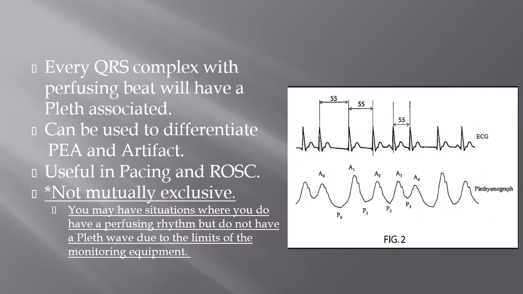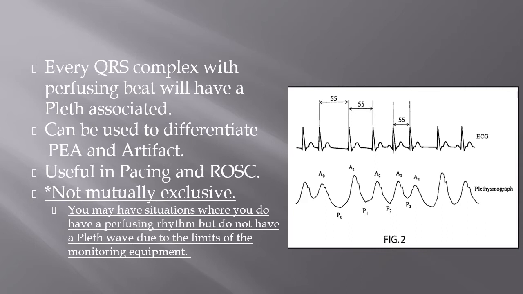In this example, we see a patient in atrial fibrillation with a corresponding Pleth wave. As you can see, every QRS complex with a perfusing beat will have a Pleth associated. Typically on this monitor, this will show up with a half second to a second lag behind the QRS complex. This is useful to us because it can help us differentiate between PEA, artifact, perfusing, and non-perfusing PVCs. It's also very useful in pacing and ROSC.